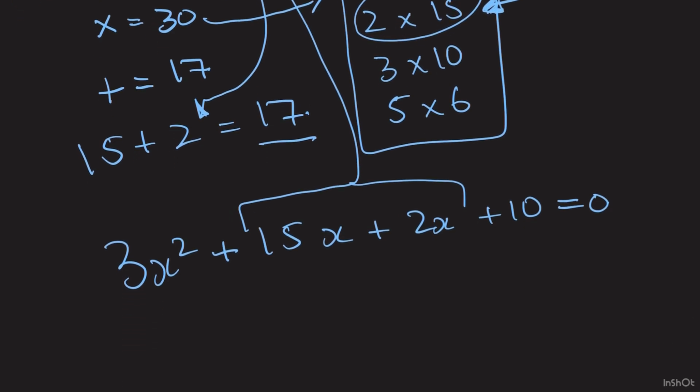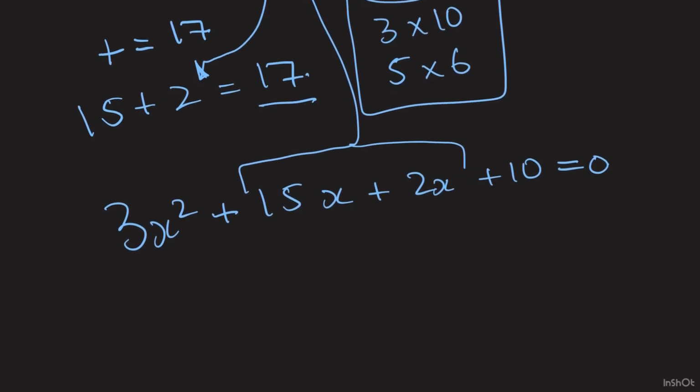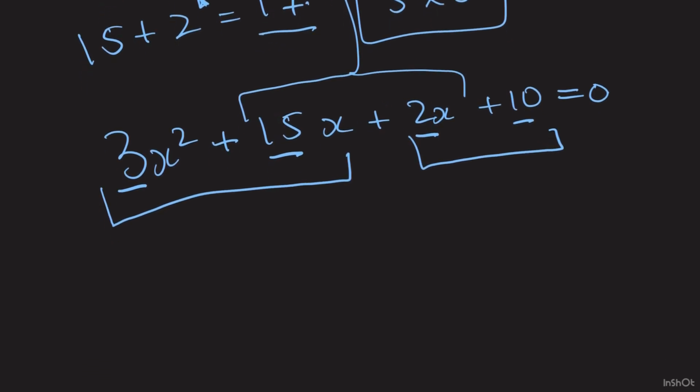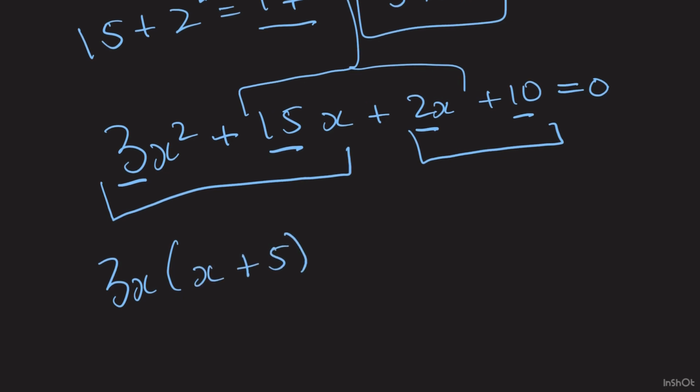Okay, perfect. So the way I paired these numbers is I made the 3 and 15 as a pair and the 2 and 10 as a pair, because those two numbers are in the same times table. Okay, now let's factorize. 3x on the outside will leave us with x plus 5. And now on the other side we take a factor of 2 out, that will leave us x plus 5.